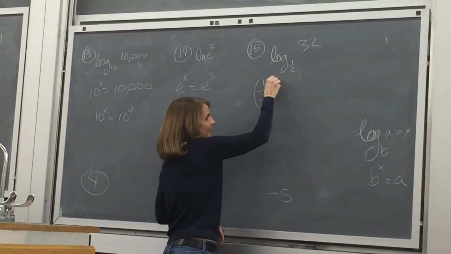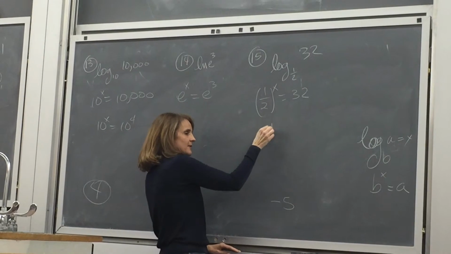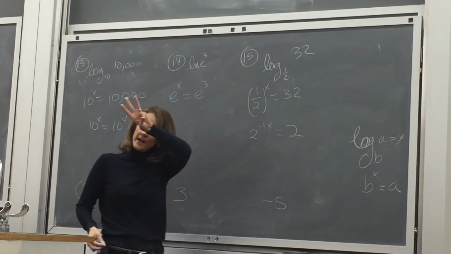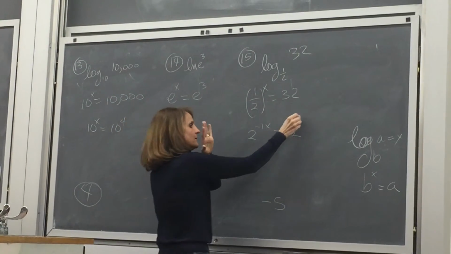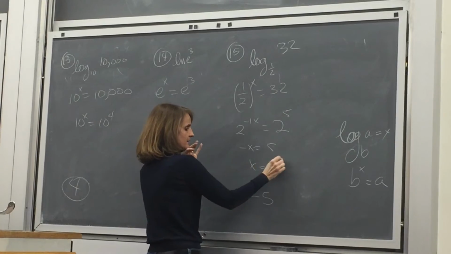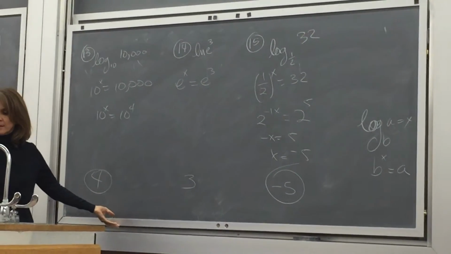Okay? And then this last one, 1/2 to what power equals 32? So 2 to the -1, that's the 1/2, equals 2, 4, 8, 16, 32. So -x equals 5, so x equals -5. There's that. Okay? How am I doing?